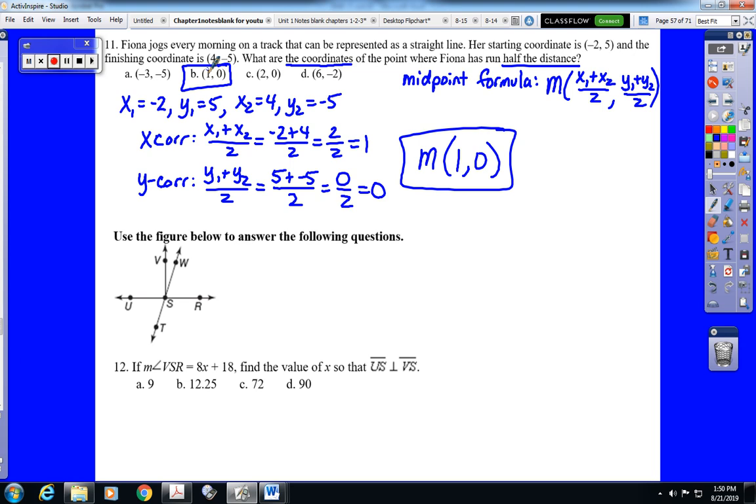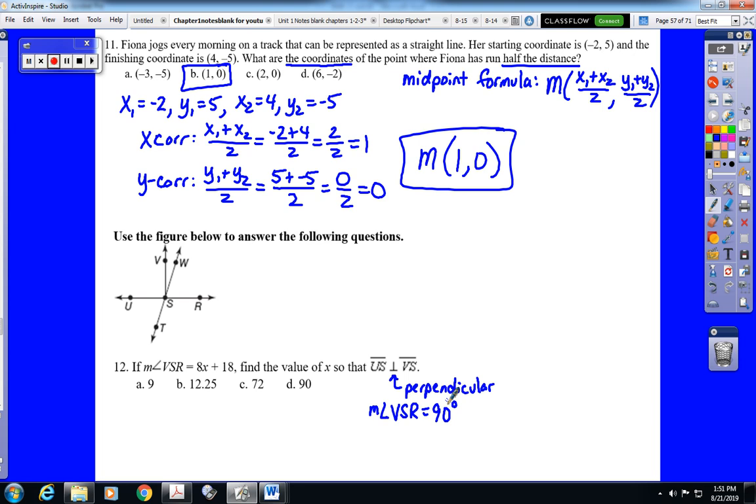Final question for this particular video is number 12. We have a picture once again, and it says use the figure below to answer the following questions. If the measure of angle VSR is 8x plus 18, find the value of x so that US is perpendicular, for those of you that don't remember what that sign means, to VS. What that tells us is that if US and VS are perpendicular, then the measure of angle VSR has to be 90 degrees in order for this to be a right angle.